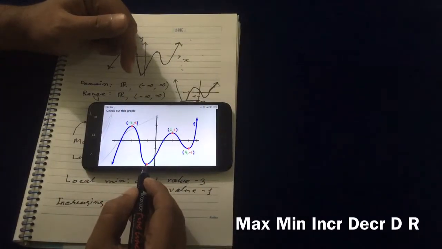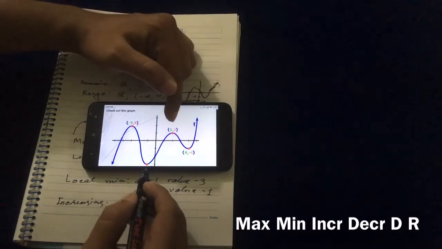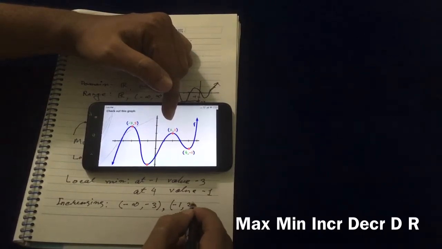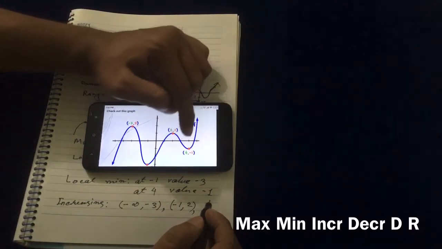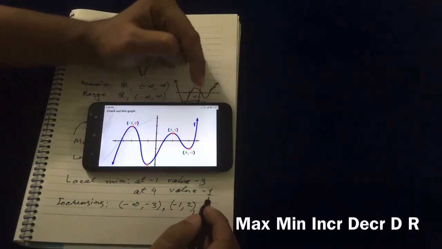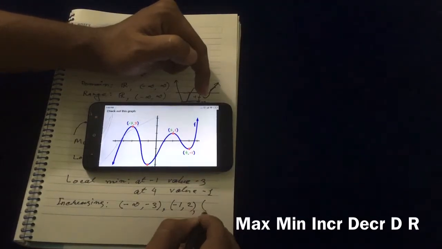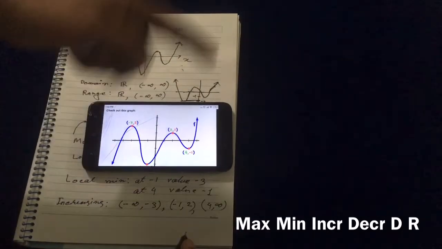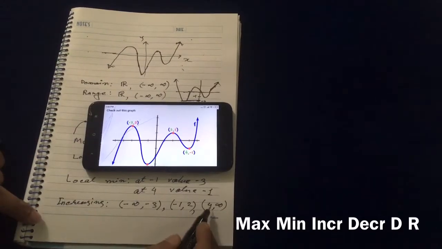I said this point's name is minus 1, comma minus 3. So from minus 1 to plus 2, this is another increasing interval. Again notice, from 4 to plus infinity, the graph is again increasing. Normally in one graph there are not this many things, but in this graph there are many. So from 4 to infinity this is increasing.